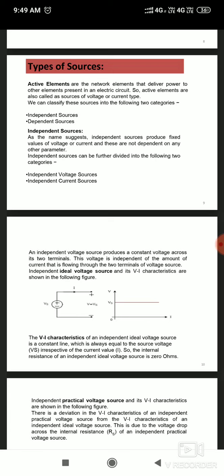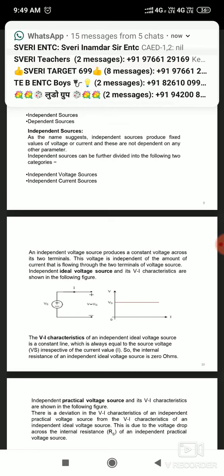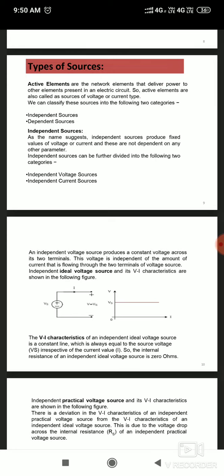Okay. So such types of elements are called what? Independent sources, whose value does not change with respect to time. Whereas dependent sources are both voltage sources and current sources, but the value of those sources depends on some parameters. So what are the parameters? Either current or voltage present in the given network across any element. We will see in detail one by one.